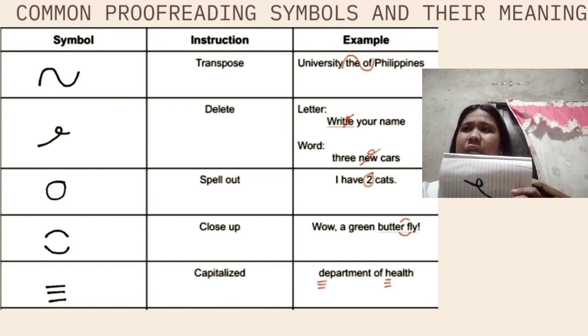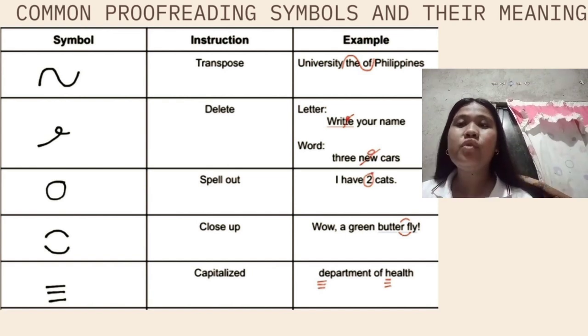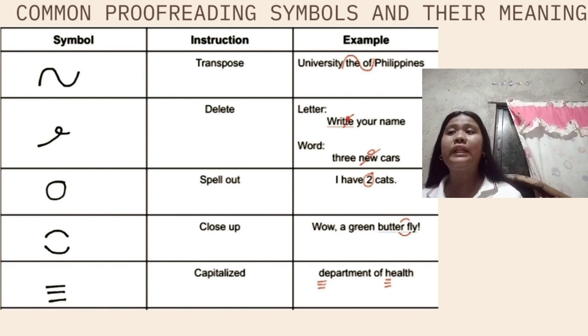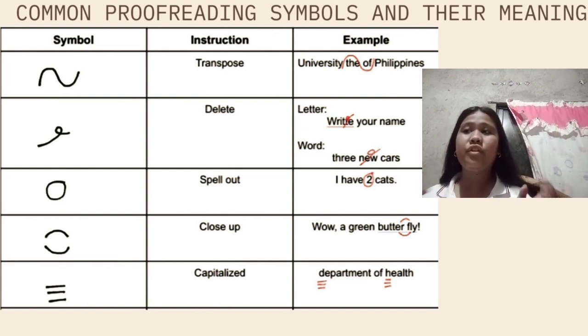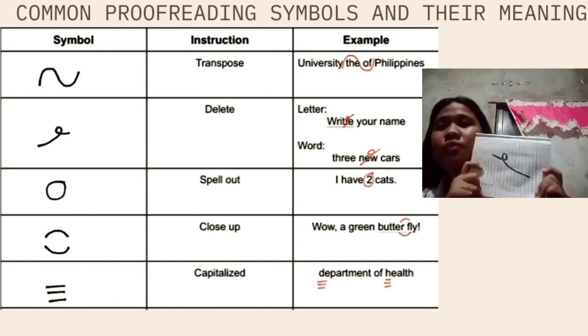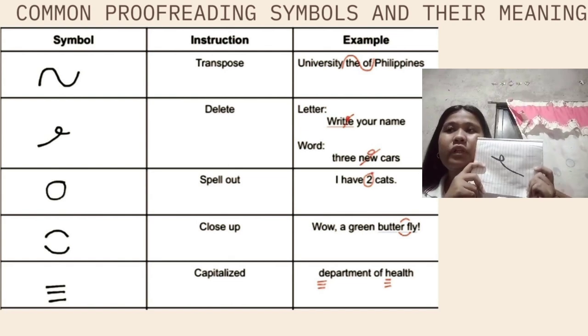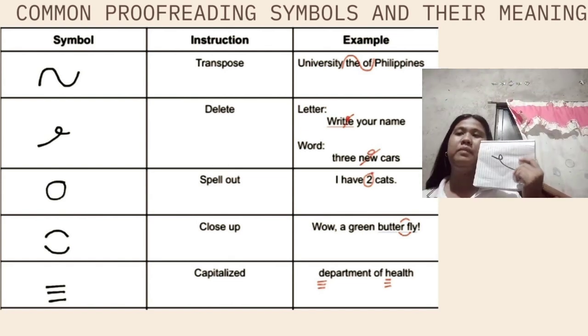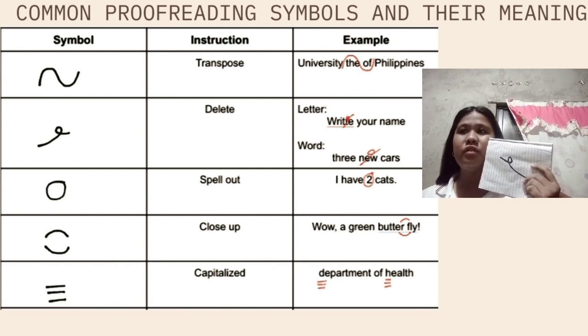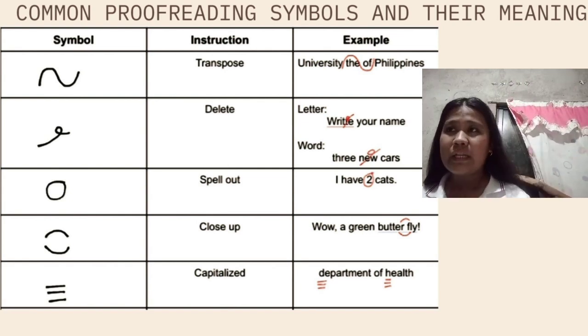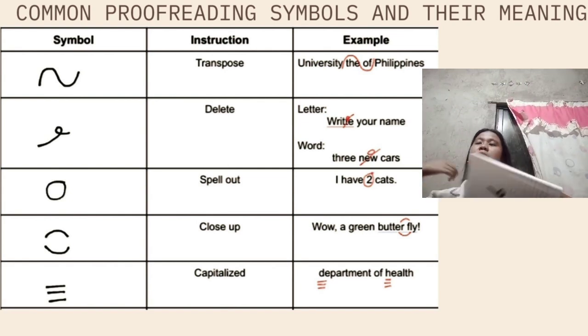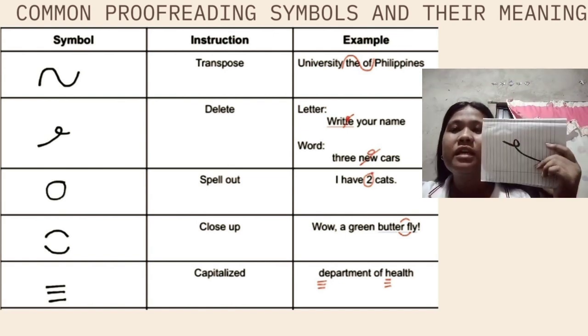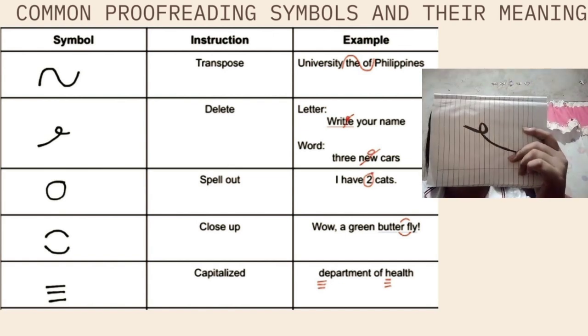And then for the next, "3 new cars." If you want to delete or eliminate the word "new," you can also use this symbol to tell that the word "new" should be eliminated. It's going to be like this: "3 cars." That's how the delete symbol works.